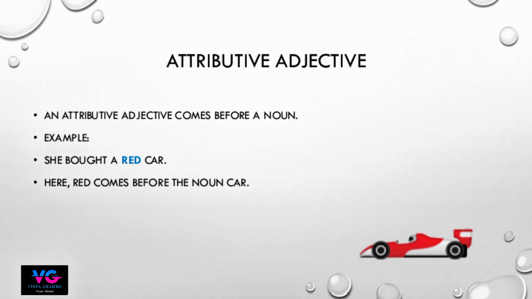Attributive adjectives. An attributive adjective comes before a noun. For example, she bought a red car. Here, red comes before the noun car.